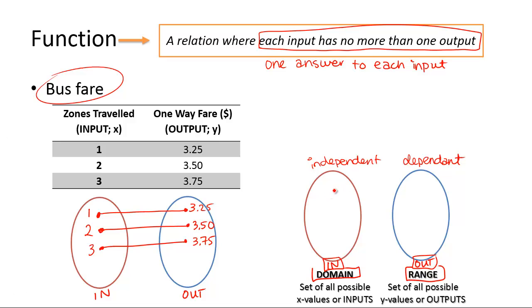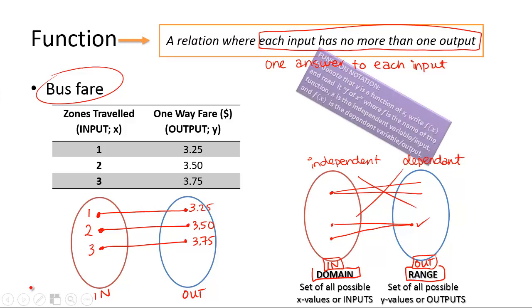So notice that as soon as you have an input that has 2 answers, then it's not a function. But you can have an input that has 1 answer. You could have even 2 inputs that give you the same answer, and that's fine.